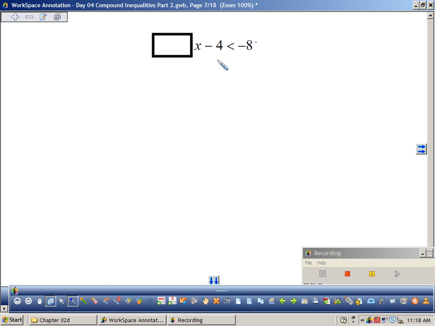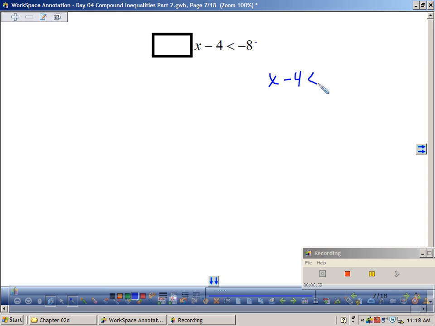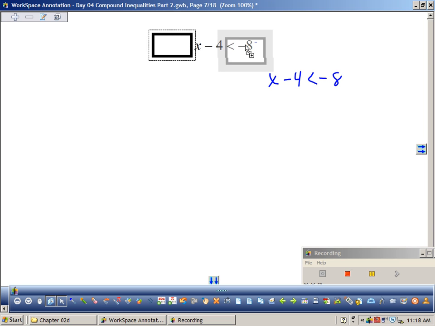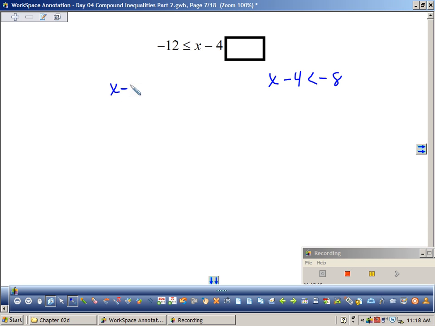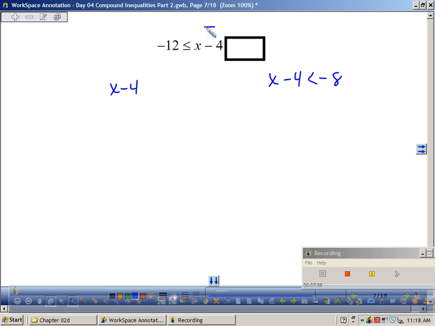I've got that, right? X minus 4 is less than negative 8. True? But don't I also have this situation going on too? So X minus 4 is, if I were to read it from this way to this way, that sign would be what? It's just like this, guys. What does this say? It says X is greater than or equal to 2, right?